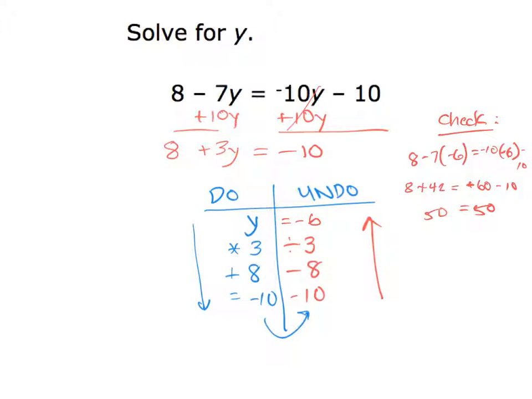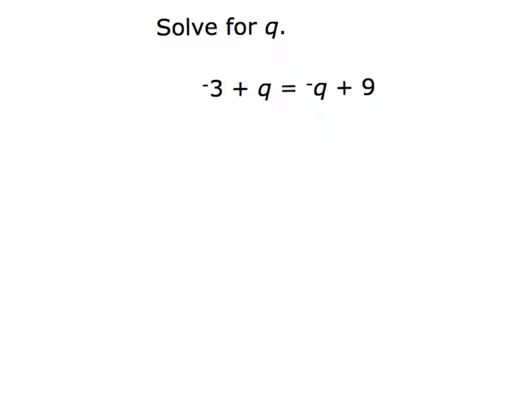Positive 60 minus 10, well, that also equals 50. All right, very good. Last one. This one looks really strange. What some students would think as soon as they look at this is that these q's would cancel each other out. It kind of looks like that at first glance, but you have to think carefully and realize what I'm really going to do. If I want to put the q's over here on the left, I'm going to have to add a positive q to cancel out this negative q.